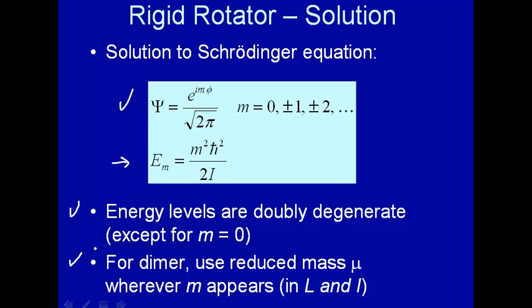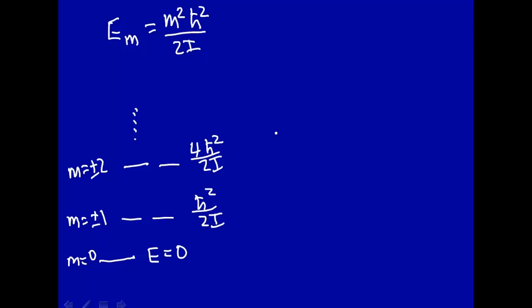And then again, for a dimer, we use a reduced mass instead of m. We'll use the reduced mass mu. And m appears in the angular momentum. It's m v r. So now it's mu v r, and I, which was m r squared, is now mu r squared. All right, let's go back here. And let's write out what I is. So this is m squared h bar squared over 2 m r squared.